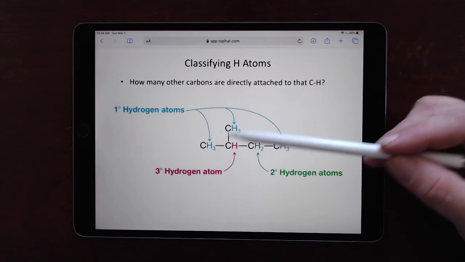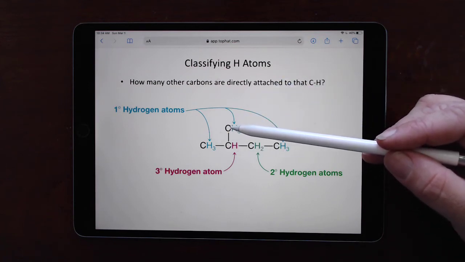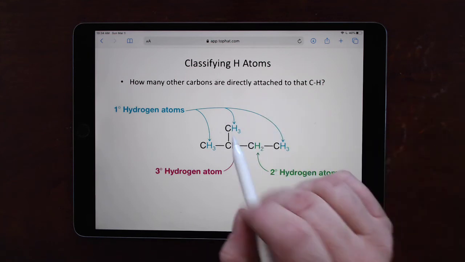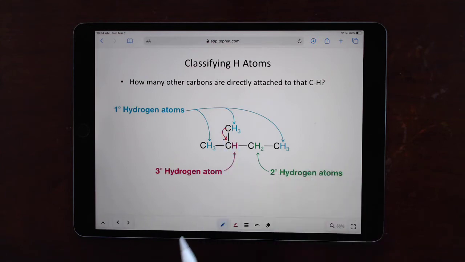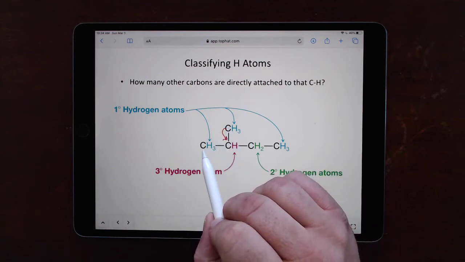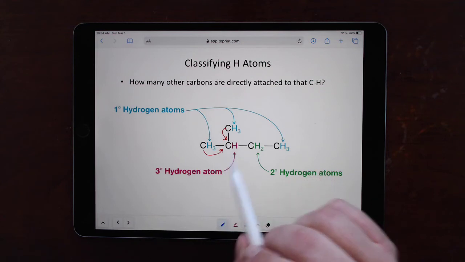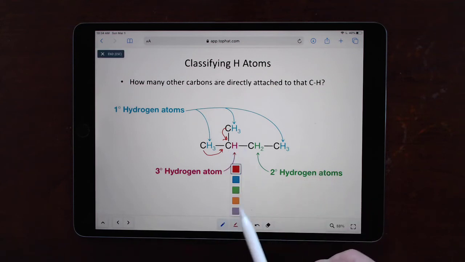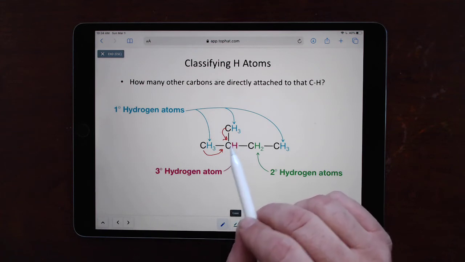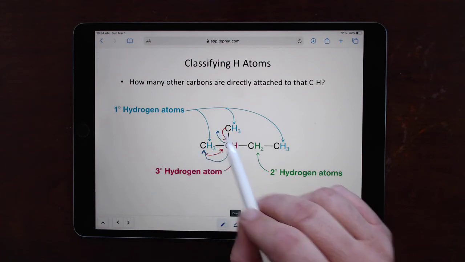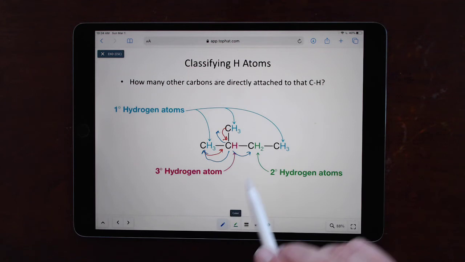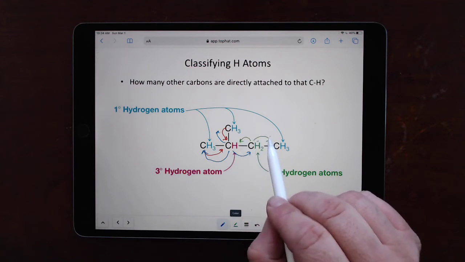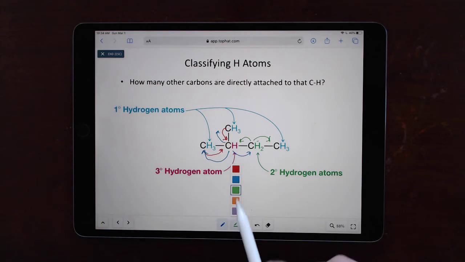So we can classify hydrogens depending on how many carbons the carbon they are attached to has. So this is going to be a primary hydrogen, because its carbon only has one thing attached. Just like this one, this carbon only has one carbon directly attached. This one is a tertiary, right? This carbon is tertiary because it has 1, 2, 3 carbons attached. This one's secondary, because it has 1, 2 carbons attached to it. This one's primary, because it only has one carbon attached.